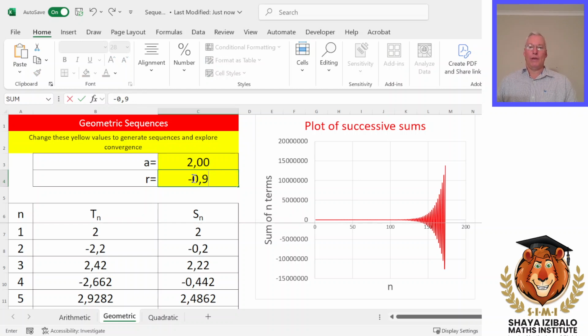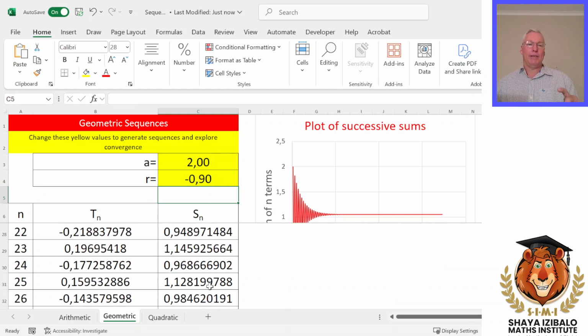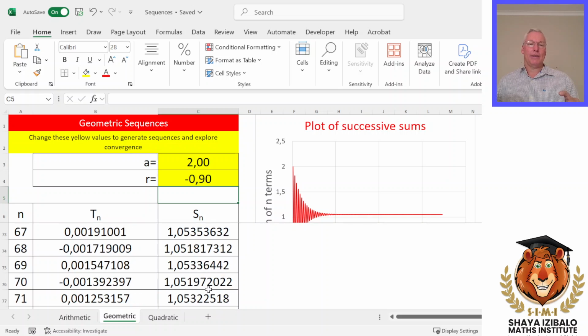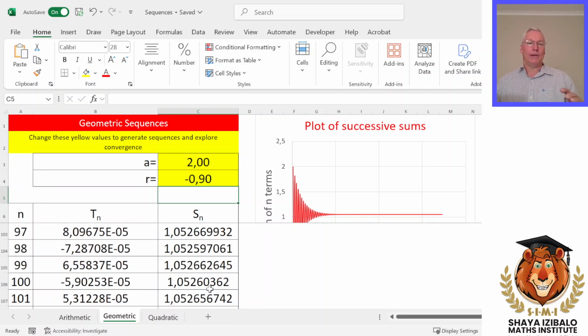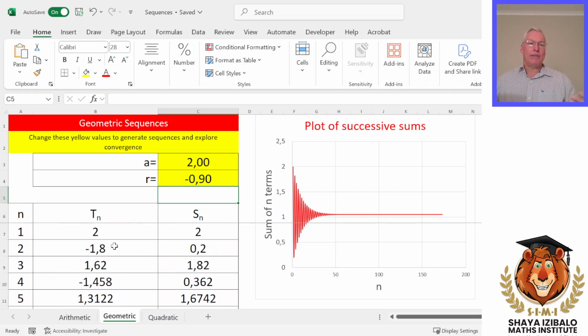What if r is -0.9? Will it converge or diverge? It'll converge, but an interesting thing happens here. Notice it starts approaching a fixed number. Let's see what it starts looking like. It looks like it's getting pretty close to 1.02, quite an interesting number. It's getting closer and closer to that number, but notice it's approaching it from above and below each time. It's getting closer and closer because the size of these numbers, if we ignore the signs, is getting smaller and smaller. So we're either adding or subtracting a smaller and smaller amount. So as we go, it gets closer and closer to an amount.